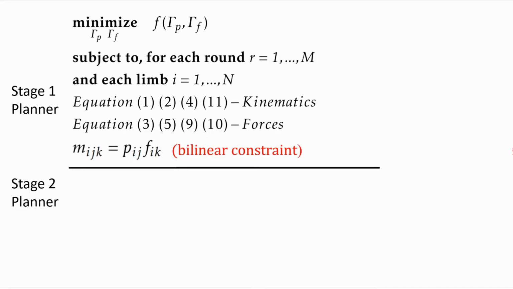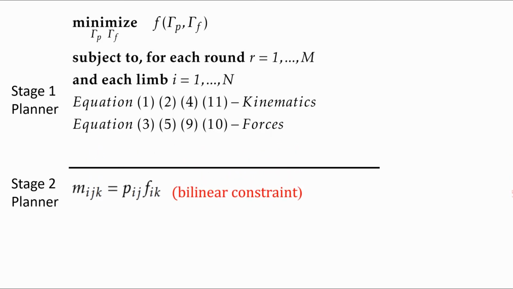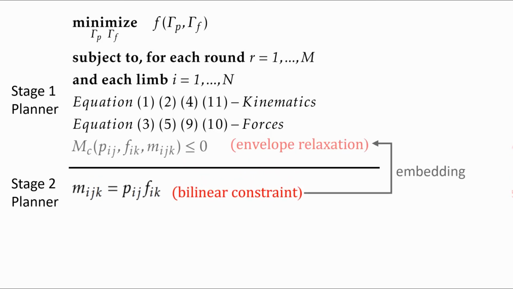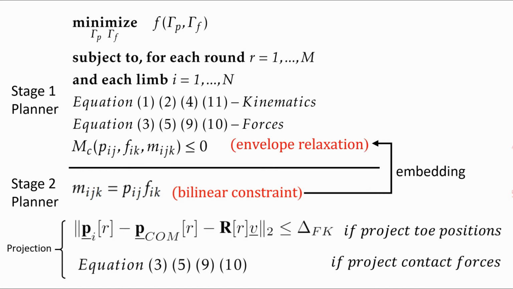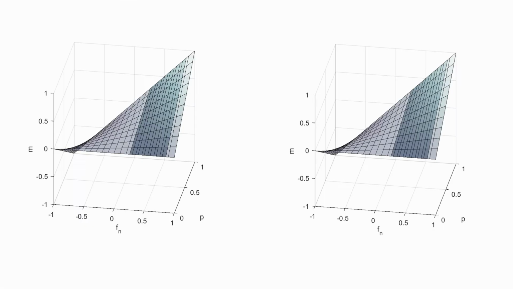In the first stage, we relax the bilinear constraints with McCormick envelope relaxations. Thus, the first stage solves an approximated form of the original problem. We then project the solutions onto the bilinear surface at the second stage. This makes both stages convex, thus the problem can be solved efficiently.